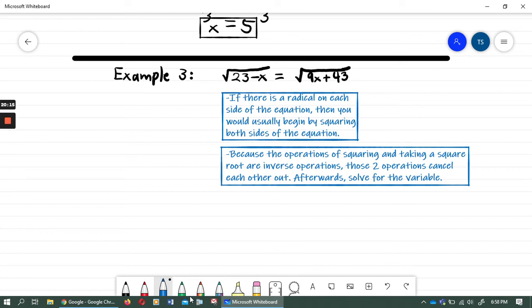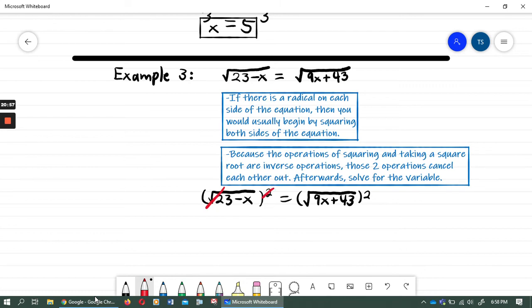Okay, so let's go ahead and do that. Let's go ahead and square both sides, and we'll see when we do that those inverse operations will cancel each other out. All right, so we're going to square this side, and we're going to square this side. Raise both sides to the power of 2. All right, so here we've got the square root of 23 minus x, and on the right side we had the square root of 9x plus 43. Again, when we do that, those inverse operations, the square root and the square, cancel each other out.